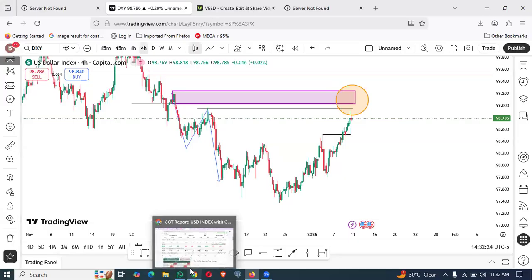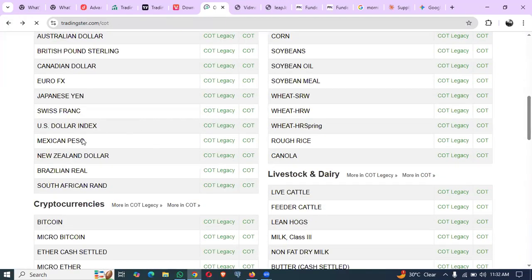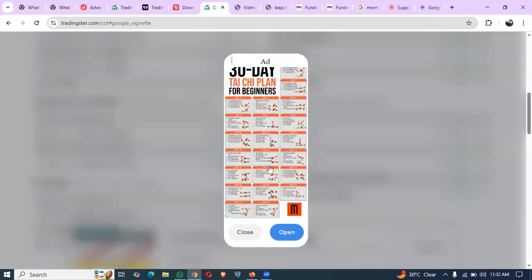Then let's go. We don't check DSI already. Then let's check Japanese JPY baskets, because now the pairs we trade are probably either USD quotes or the same thing, COT legacy.